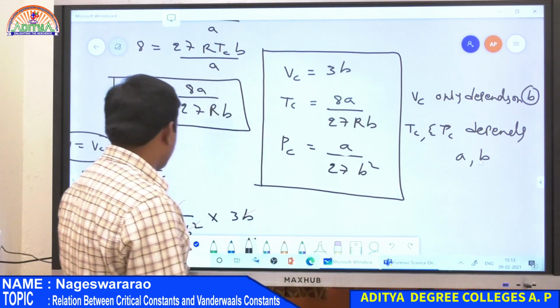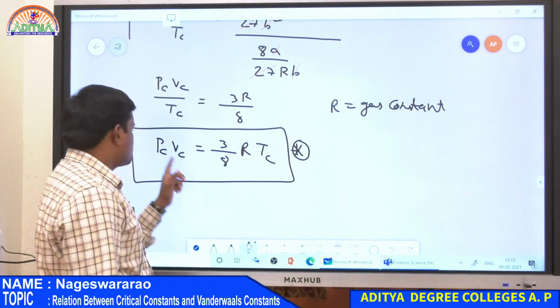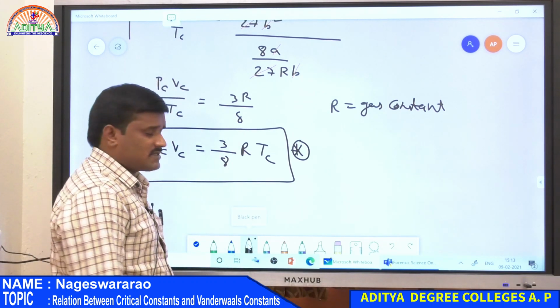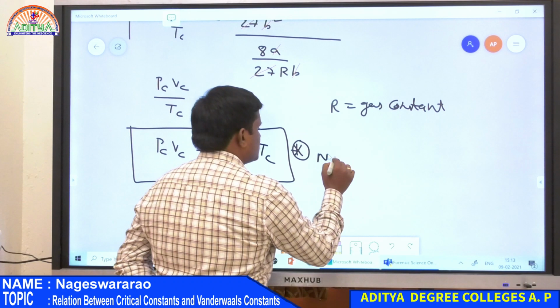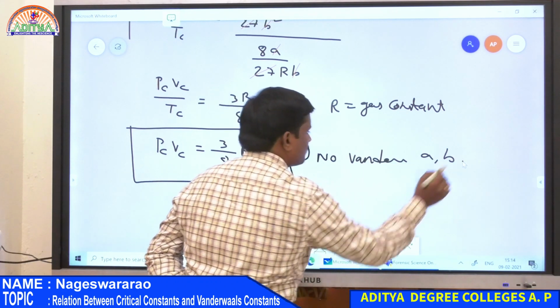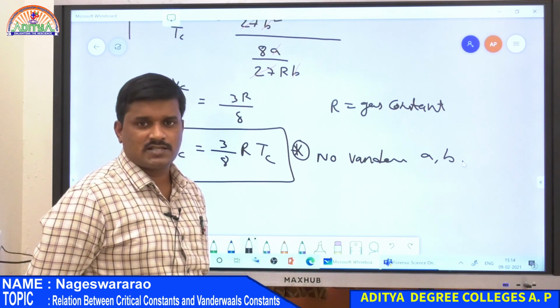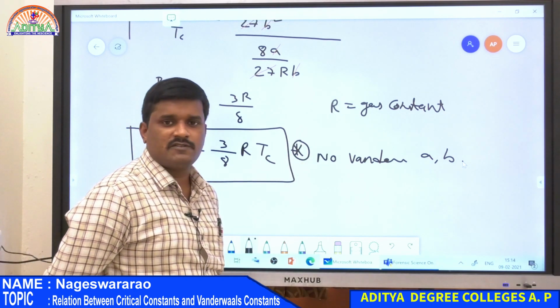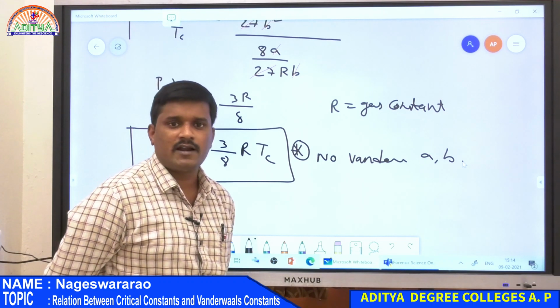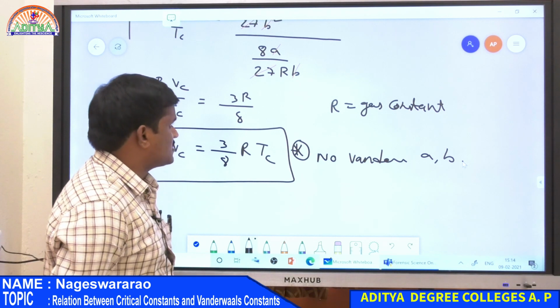And also finally our equation, PC VC is equal to 3 by 8 RTC. In this there are no van der Waals constants A and B. Therefore, this is the simple relation between critical constants, and these are the relations between critical constants as well as van der Waals constants. So this is a very important essay question from this gaseous state.